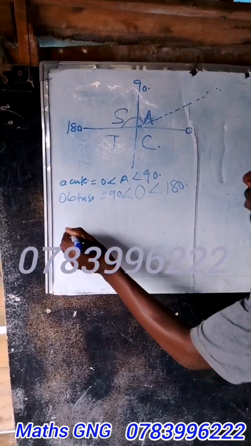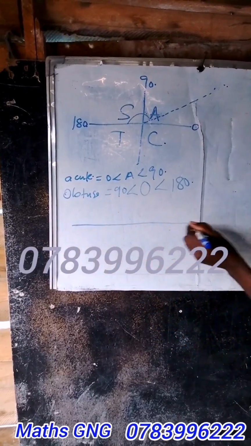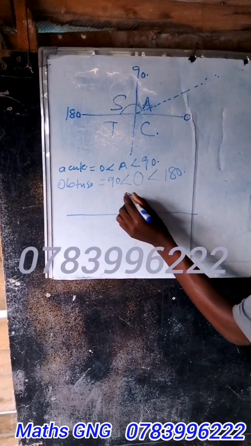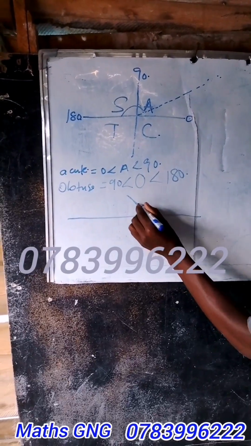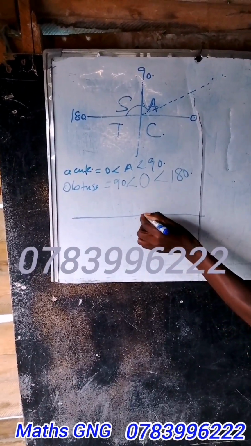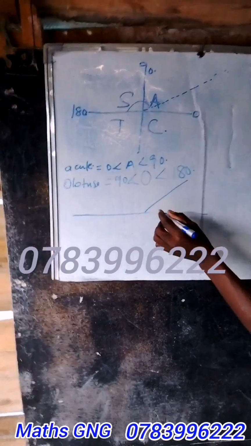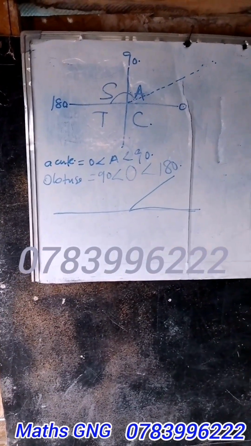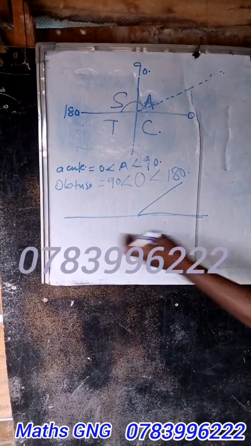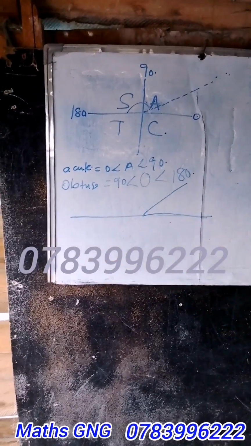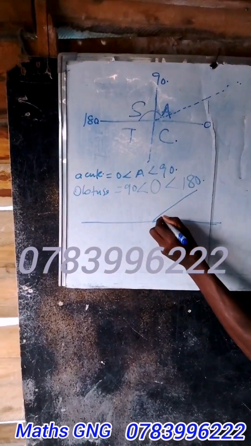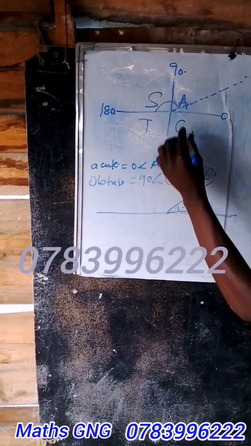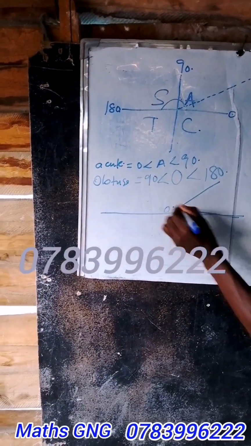So you can see, guys, both the acute angle and the obtuse angle lie on a straight line. They are adjacent angles. They lie on a straight line, so they add up to 180. Here's the acute, here's the obtuse.